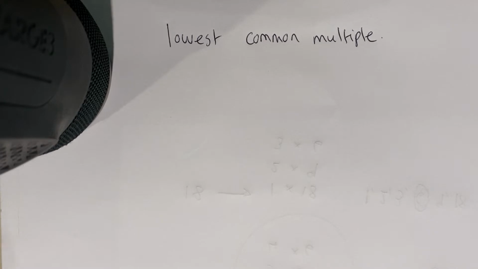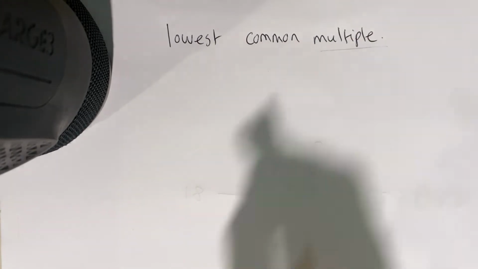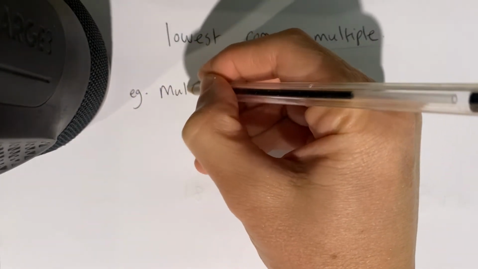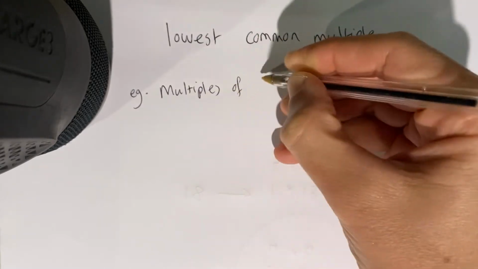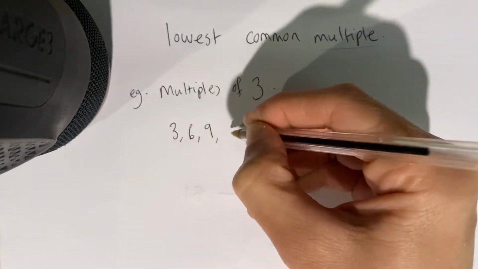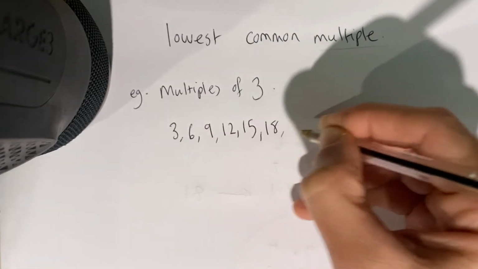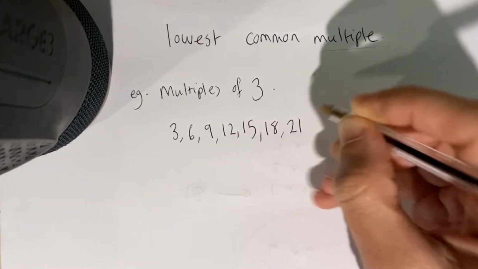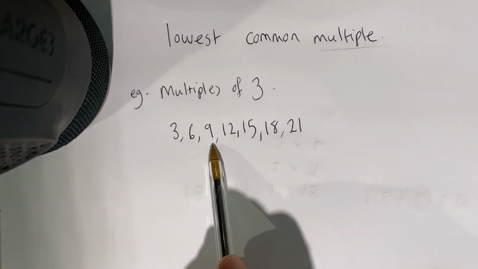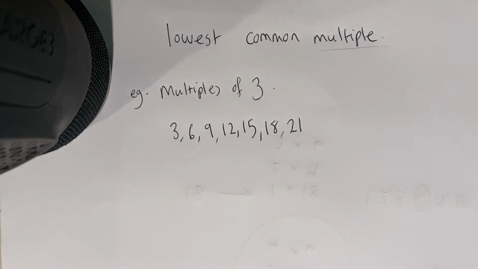So the term multiple essentially refers to the numbers that are in its times tables. So, for example, multiples of 3 would be 3, 6, 9, 12, 15, 18, 21. If you see each one of these, we're increasing in 3s. So this is 1 times 3, 2 times 3, 3 times 3, 4 times 3, 5 times 3, 6 times 3, 7 times 3.